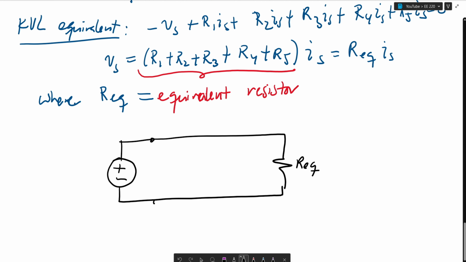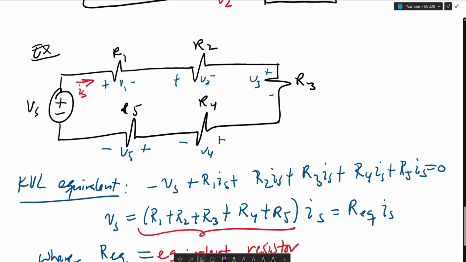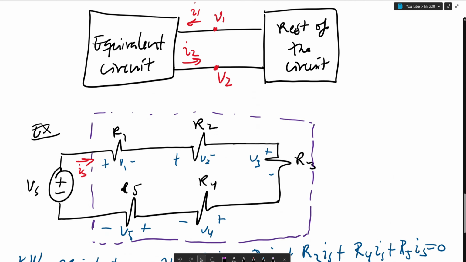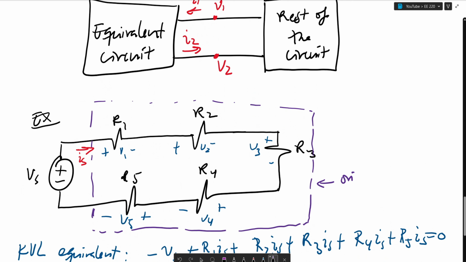R equivalent. Vs, this is Is, and we could say Is is equal to Vs over R equivalent. And the takeaway here is that in this case, this is what you would consider your original circuit in purple. And it has a bunch of resistors in it.